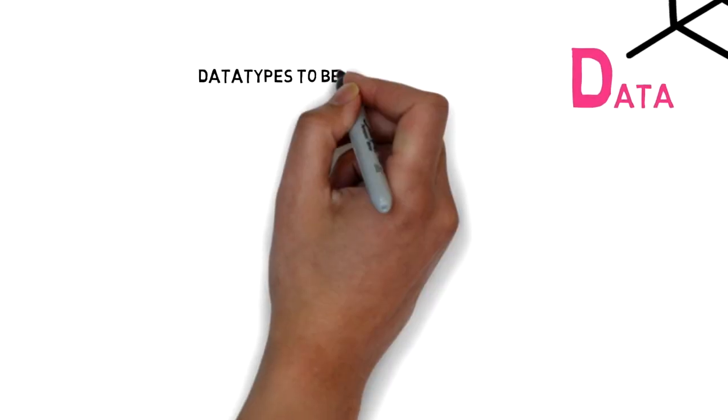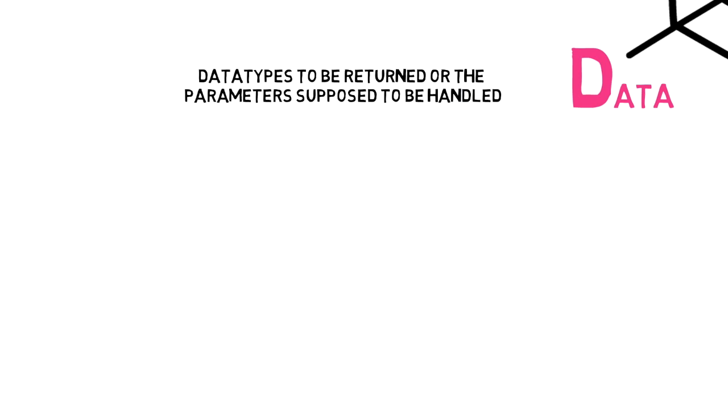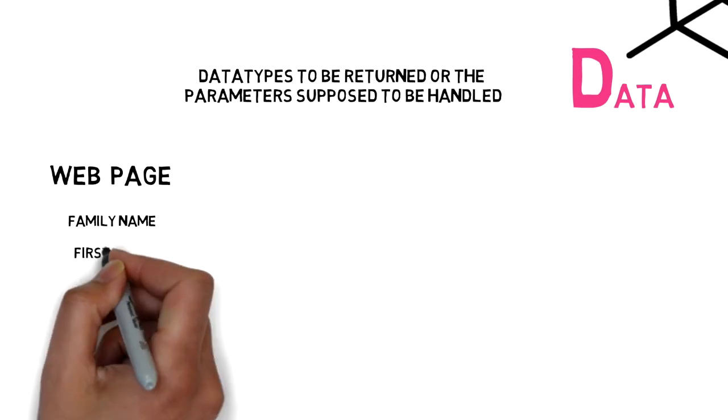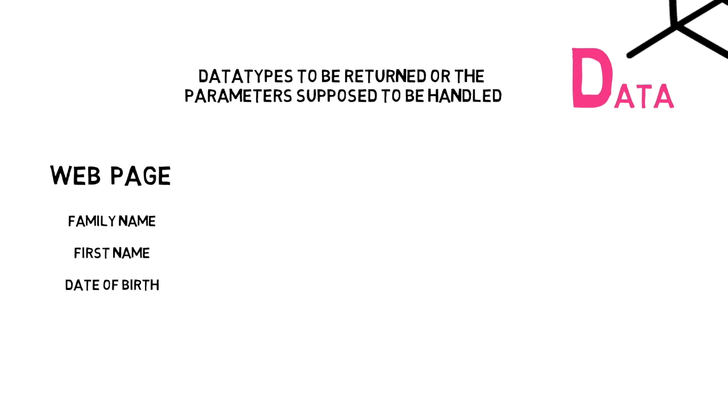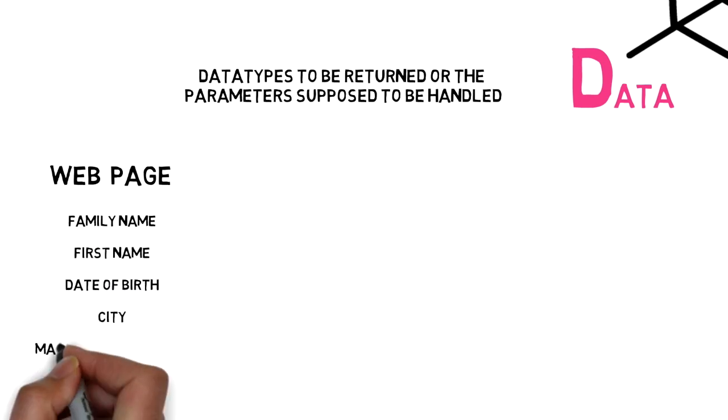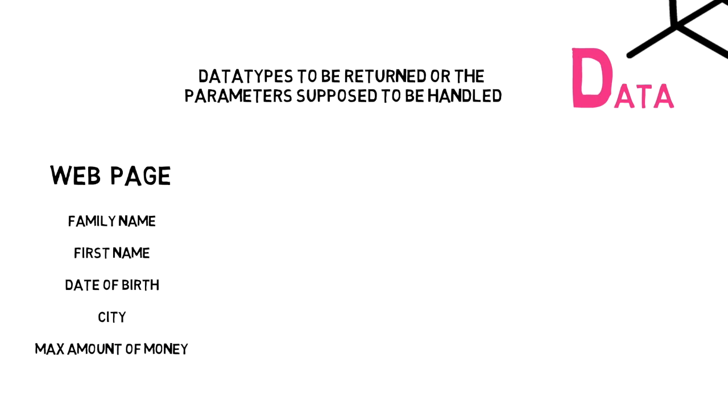Some user stories can be split based on the data type they return or the parameters they are supposed to handle. Let's imagine the example of creating a web page for a banking platform, where the user needs to fill some information, such as the name, surname, date of birth, city, and the maximum amount of money he wants to be able to withdraw every month.